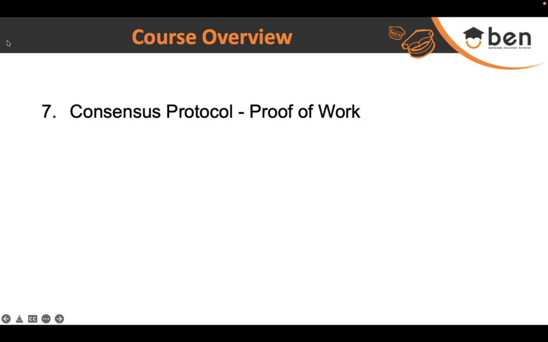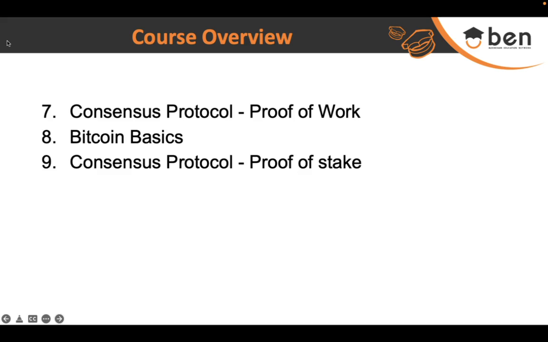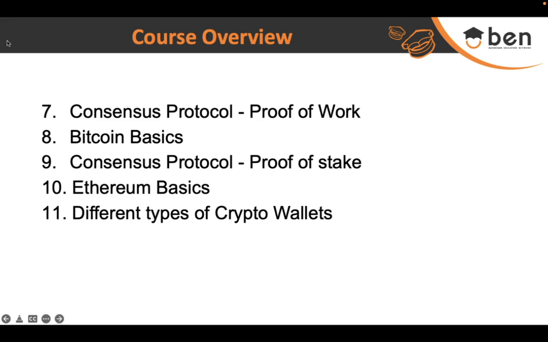Then we are going to discuss the consensus protocols. One very important terminology in blockchain is the consensus protocol. So we're going to discuss proof of work, then Bitcoin, which is based on proof of work. Then we're going to discuss proof of stake, and the basics of Ethereum. Then we are going to talk about the different types of crypto wallets which exist. And finally, one of the most famous crypto wallets, the MetaMask wallet, we are going to look at the installation steps in detail.